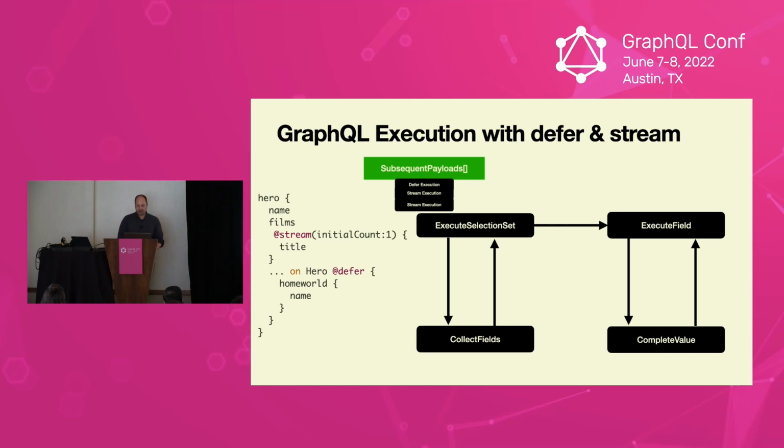Then the rest of the execution algorithm continues normally, and any of these other subsequent payload executions, as they're running, they could be running into more deferred directives, more stream directives, and that will push more of these execution branches back onto the subsequent payloads list.